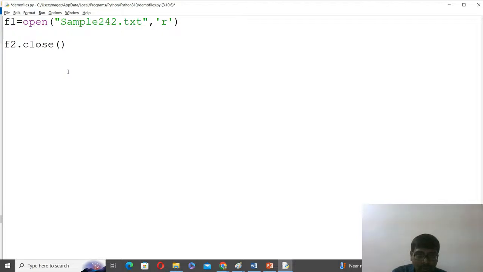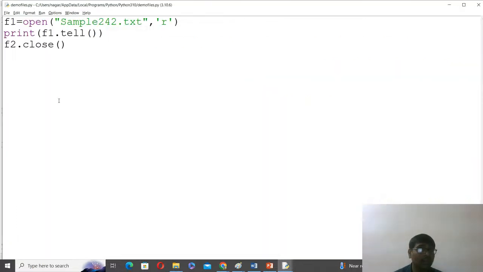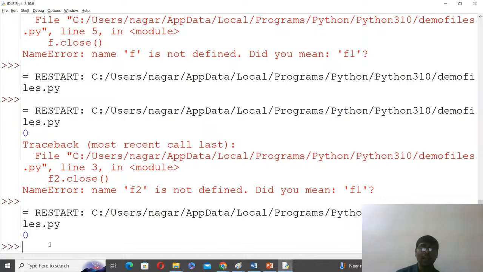Okay, what is this? First we will check print f1.tell. First execute, you will get some idea. Print f1.tell. Run this one. See, 0. I already said it always begins from the beginning of the file. The cursor is at the beginning position.